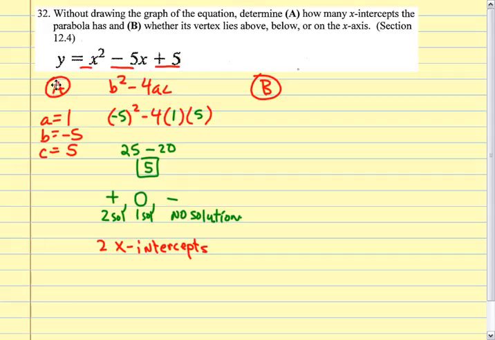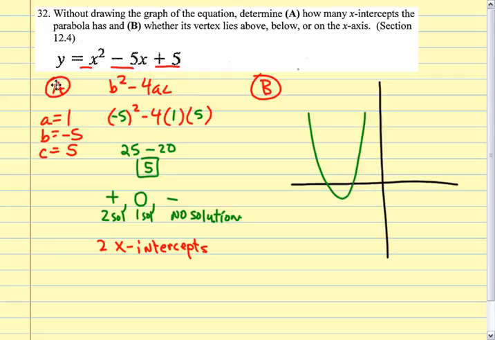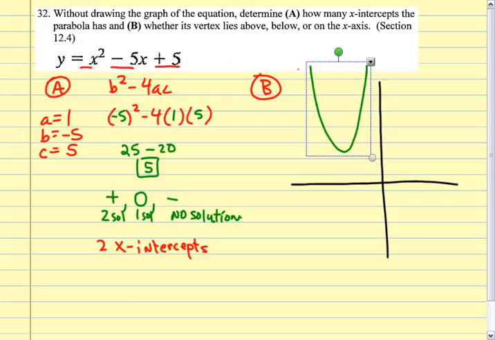Well, remember, if A is positive, then the parabola makes a smile. If A is negative, then the parabola makes a frown. All right? That's if A is negative. That's if A is positive. Okay? And in this case, A is positive, so I know it turns up and makes a smiley face. Here, there'd be no x-intercepts or no solutions. That's if the discriminant were negative.